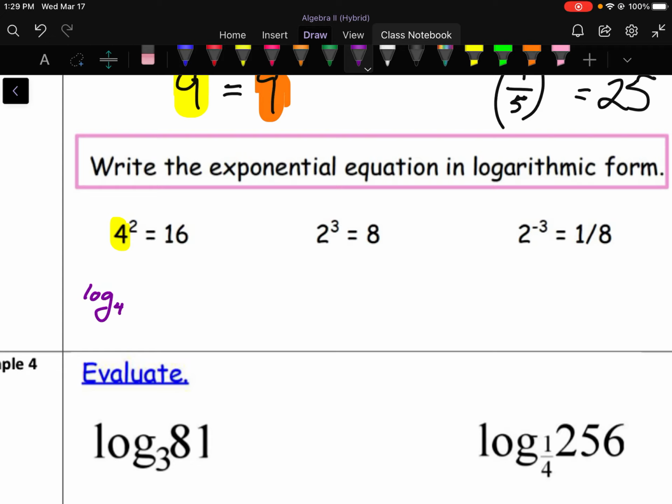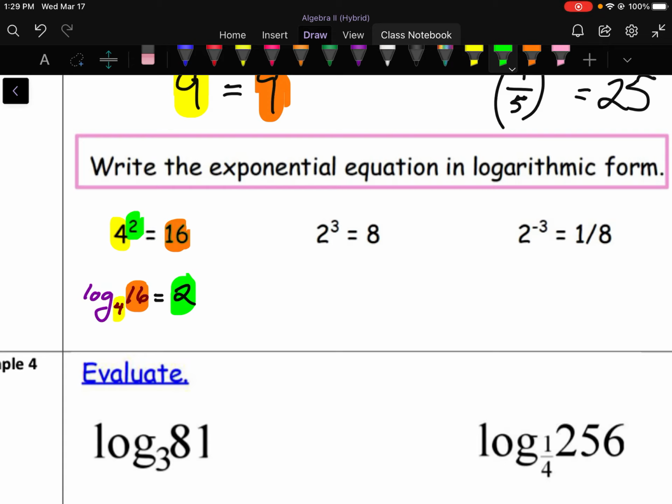Whatever it equals, whatever that equals is the number after the log. And last but not least, log base 4 of 16 equals 2. That comes from my exponent.